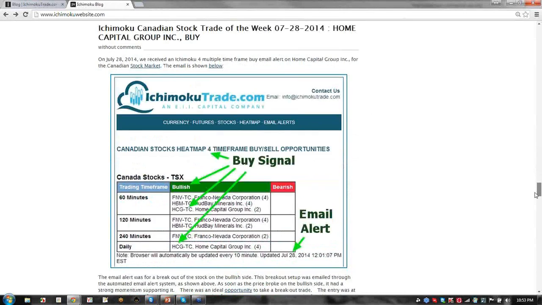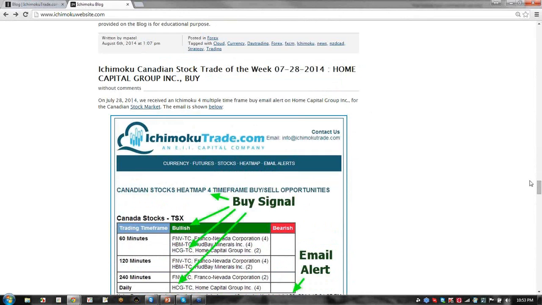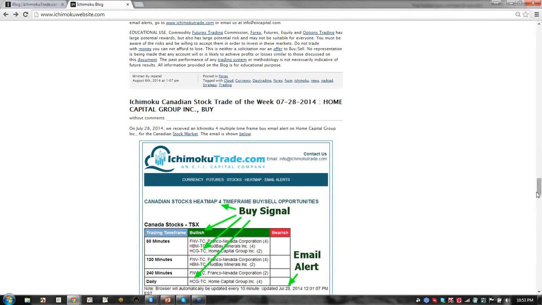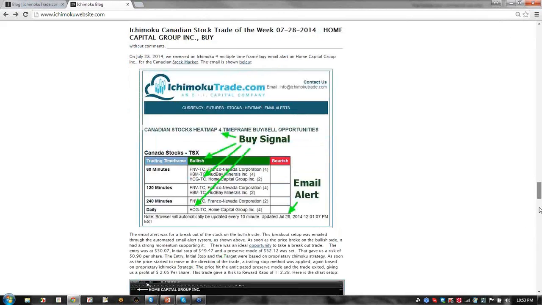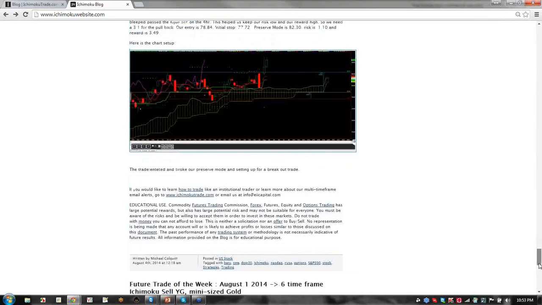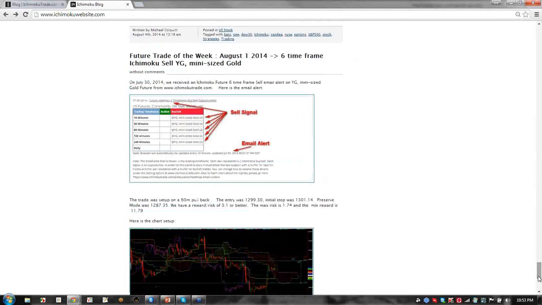We also have trades of the week. Here's a Canada stock market. Let me shrink this down. We have various markets here from India, Australia, everything in here. And if you want futures, stocks, you name it, it's in here. Look at gold. Everyone see gold right here?